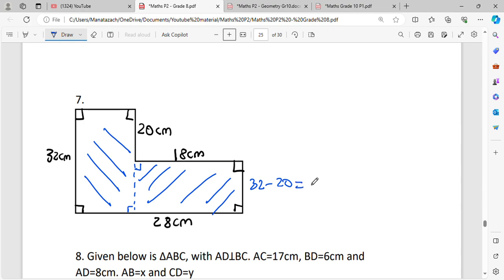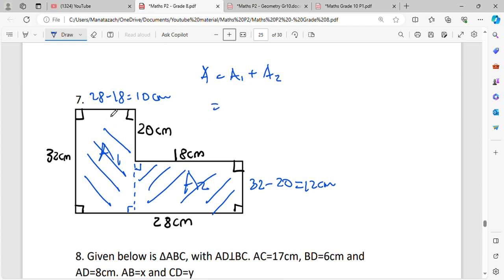32 minus 20 is going to be 12 centimeters. And likewise, this side here is going to be 28 minus 18, which is going to be 10 centimeters. So let's calculate the area. We'll call it area 1, and then this one will be area 2. So the total area is going to be area 1 plus area 2.